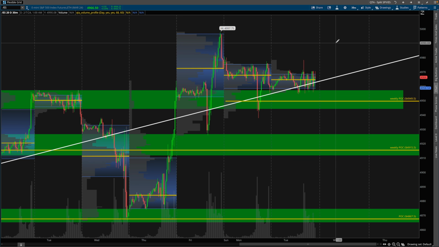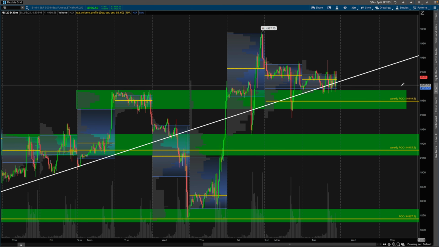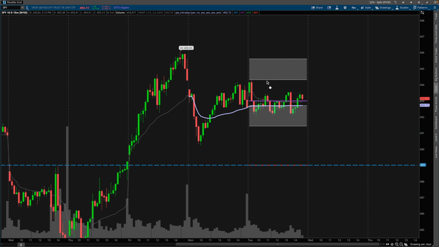So at the start of the day, I wasn't really expecting much movement for the markets. However, I waited at least an hour before even deciding to take a trade because I wanted some additional confluences.